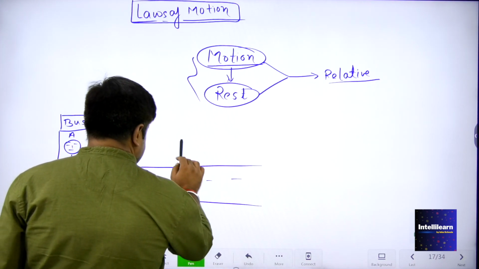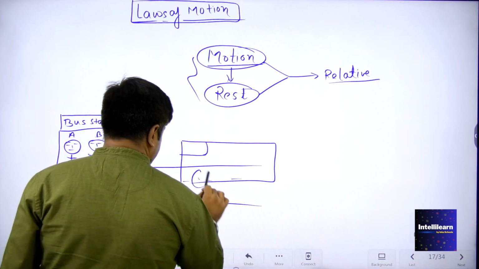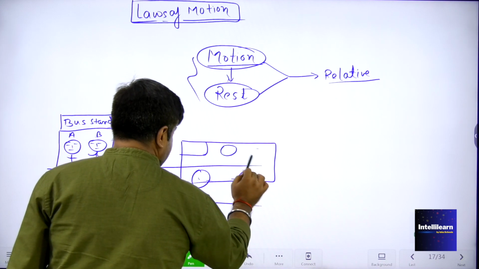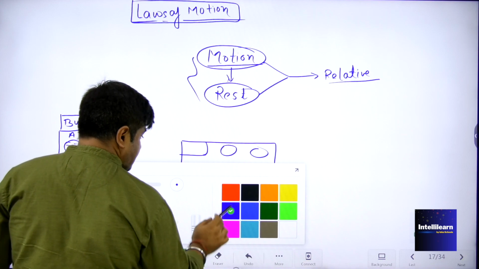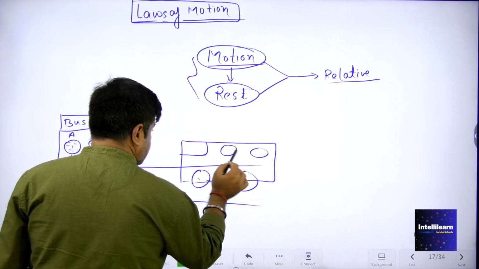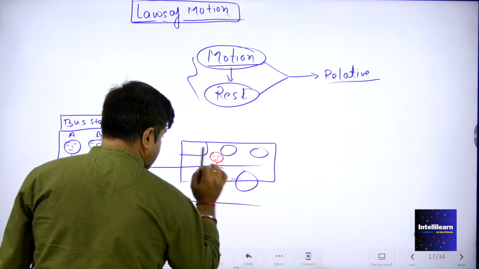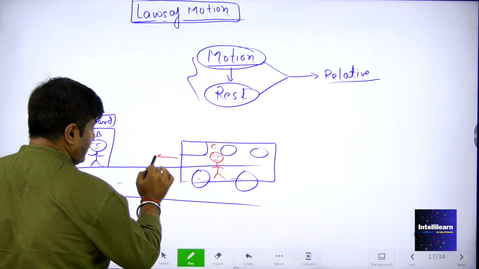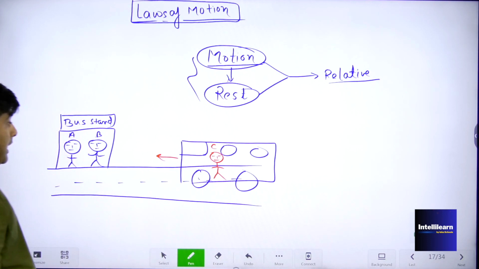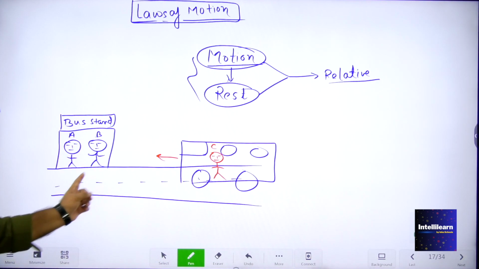The bus is coming like this. Okay, this is your bus. I'm not very good at art, but suppose that this is the bus. And their third friend, C, is standing in the bus. The bus is moving, the driver is moving the bus. Now just imagine the situation. A is looking at C.